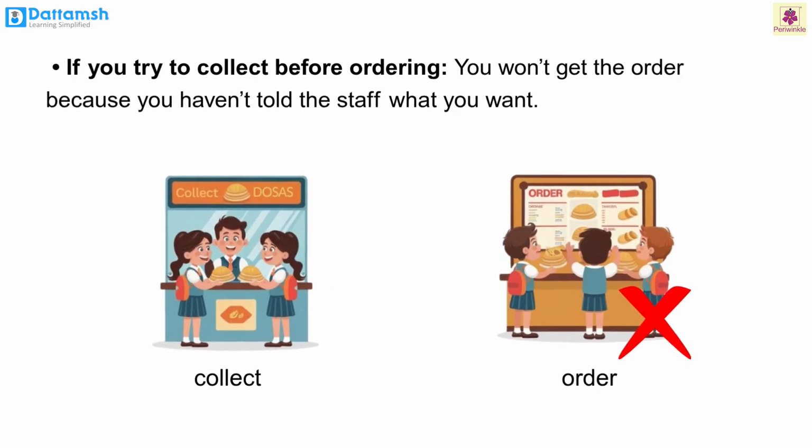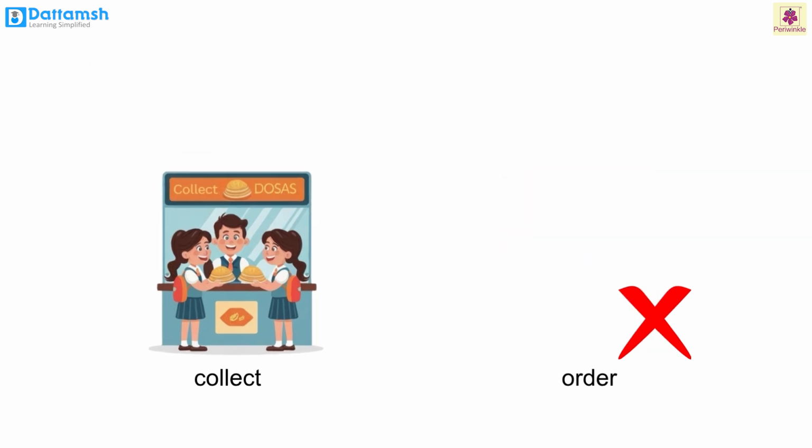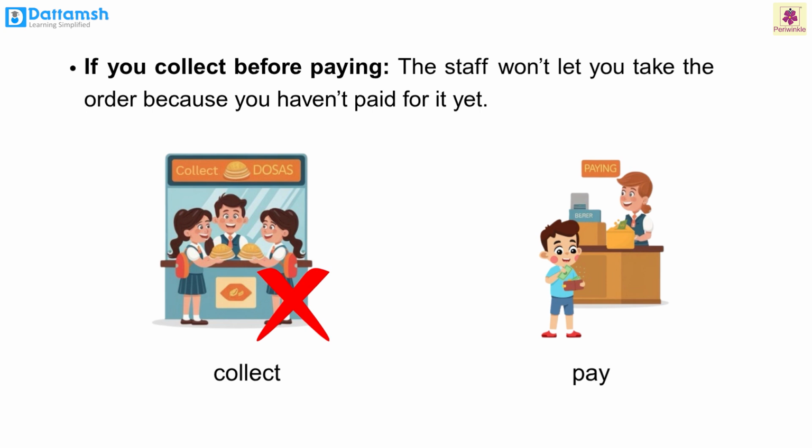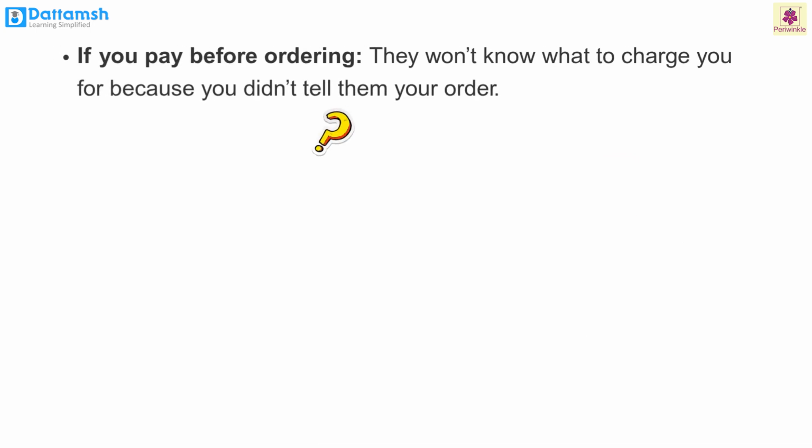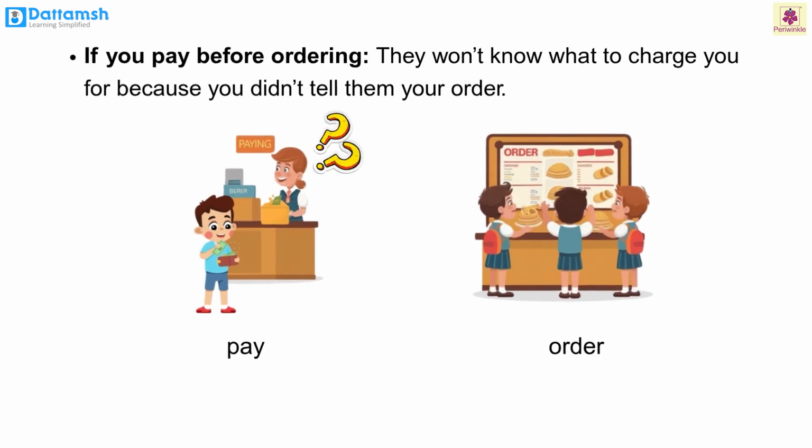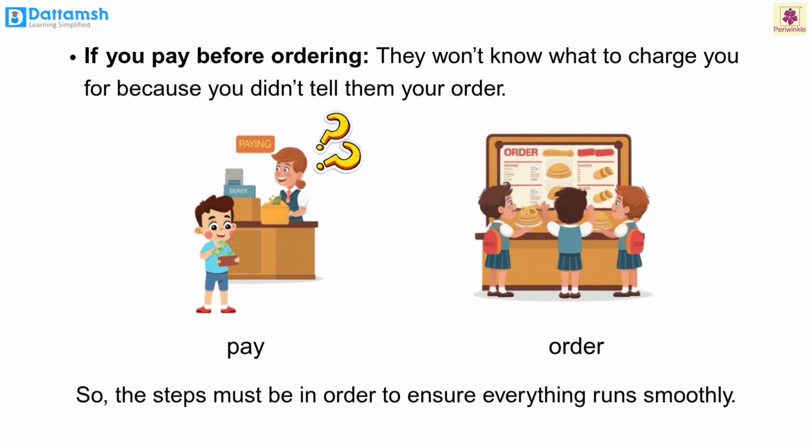If you try to collect before ordering, you won't get the order because you haven't told the staff what you want. If you collect before paying, the staff won't let you take the order because you haven't paid for it yet. If you pay before ordering, they won't know what to charge you for because you didn't tell them your order. So the steps must be in order to ensure everything runs smoothly.